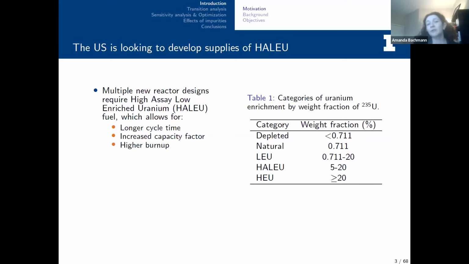And right now, we really want to develop these supply chains of HALEU because a lot of the new reactor designs that are coming out are looking to use this enrichment level for their fuel. They want to use this because they can get longer cycle times, increased capacity factors, higher burnups, and really just trying to get better economics out of their reactors compared with using the 0.7 to 5% that we typically use for the current fleet of light water reactors.